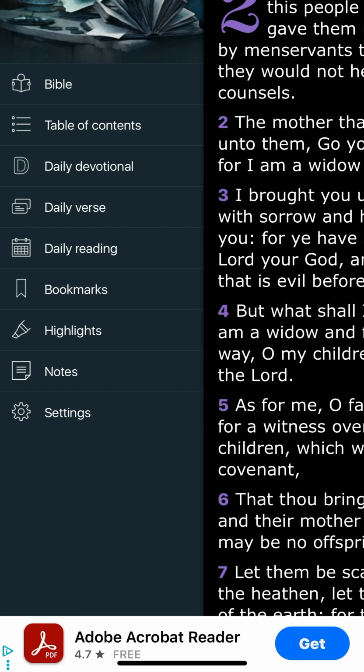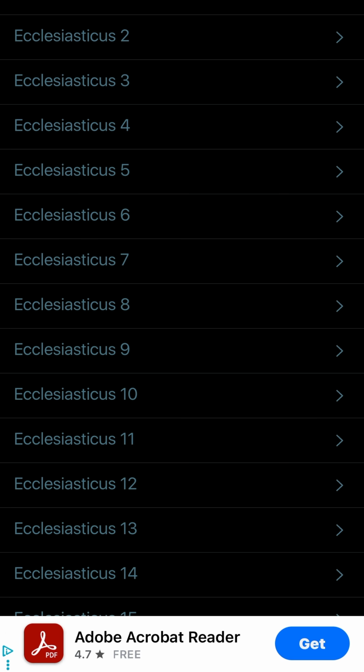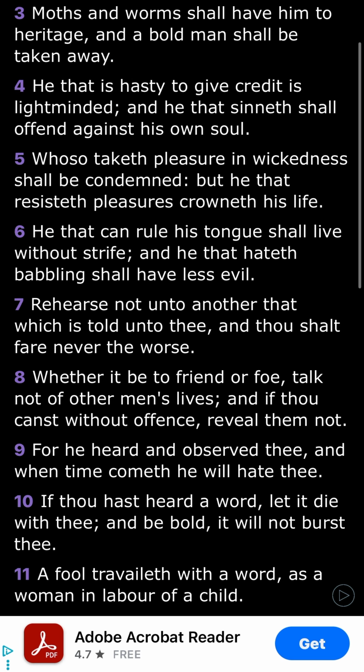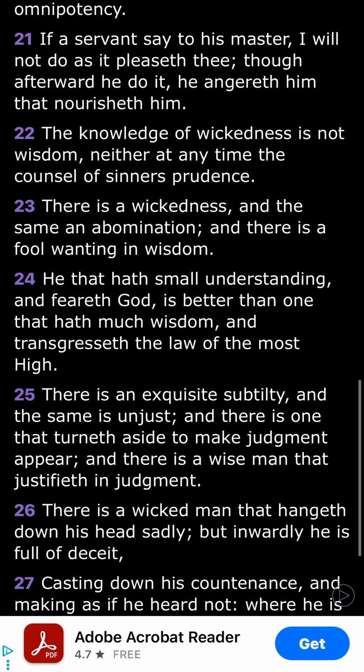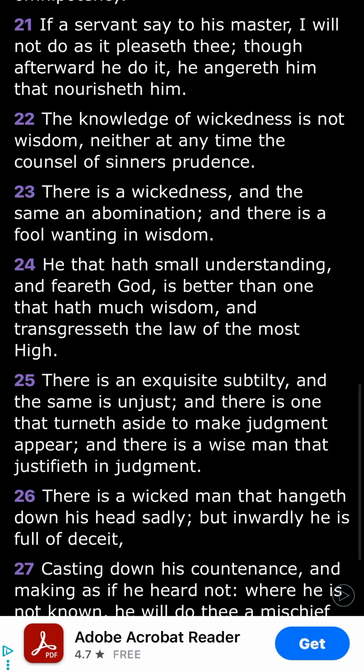We'll get Ben Sirach, chapter 19, verse 22. It says, "The knowledge of wickedness is not wisdom, neither at any time the counsel of sinners prudence." Because when we look at the ways of old, even with houses, they were built to last. When we look at this temporary way of how Esau builds houses, they're not built to last.